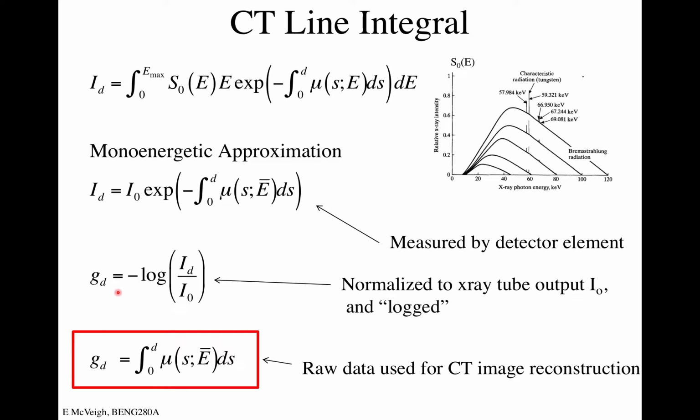This thing is called the logged data, and it's usually what is fed into image reconstruction software. It gets rid of variations with respect to incident intensity and stuff like that. The log data is itself basically the integral through the linear attenuation coefficients, so we kind of got rid of the exponential.